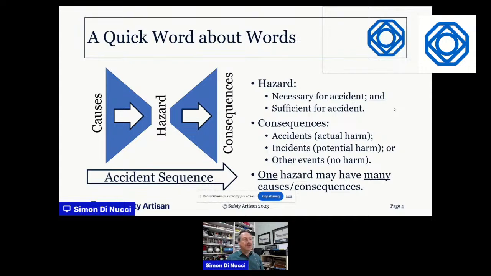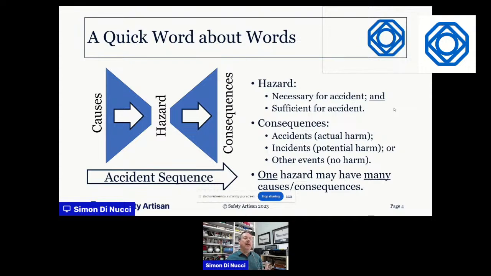We're talking about incidents, potential harm, or people being exposed to potential harm, to risk, or other events that have got no harm at all. So you can imagine on that consequences side, there's a range, a spectrum of outcomes ranging from really, really nasty harm to nothing at all. Okay, so that's what I'm talking about.